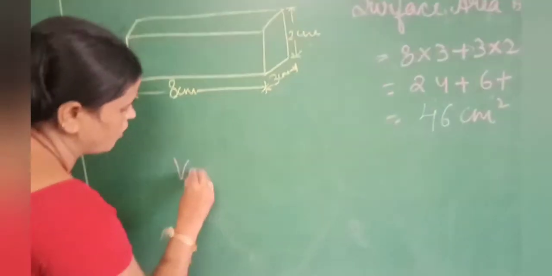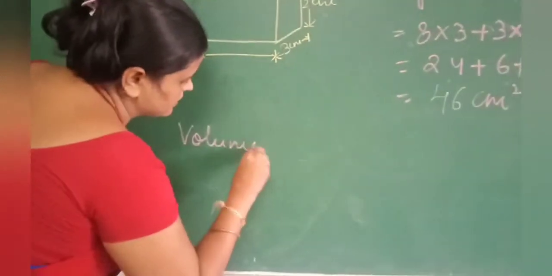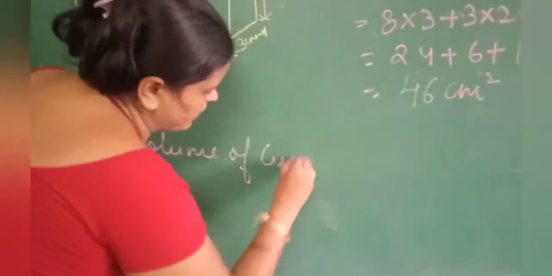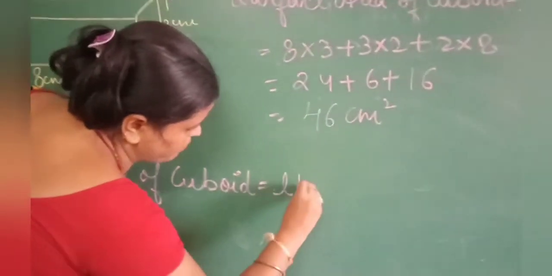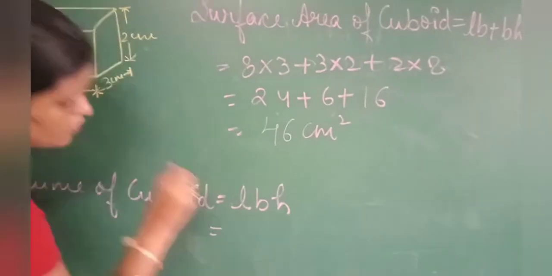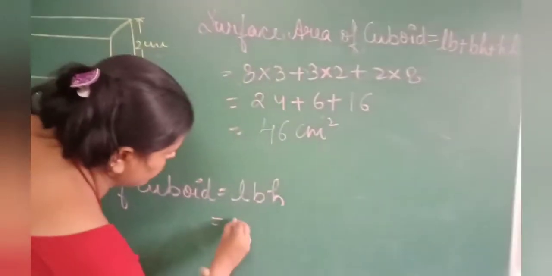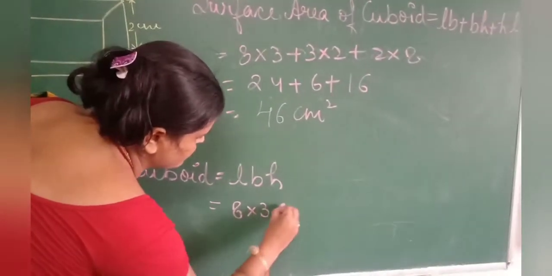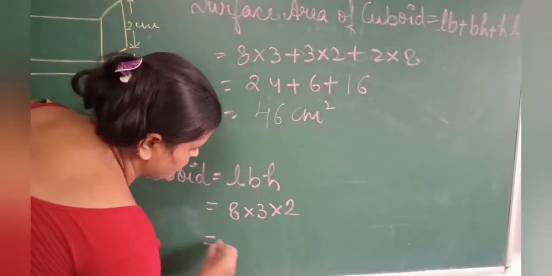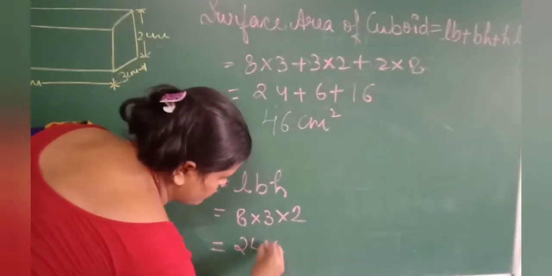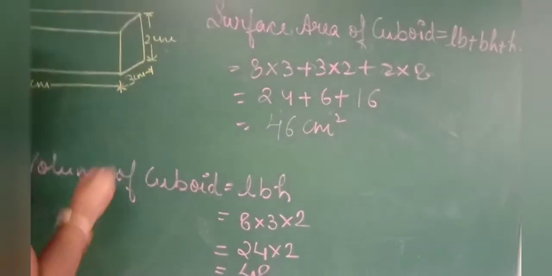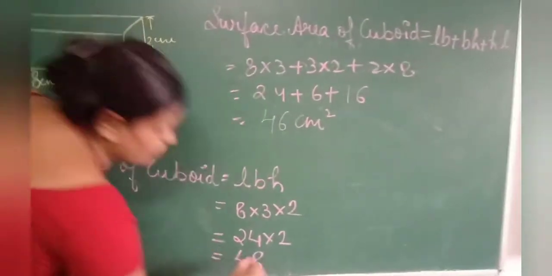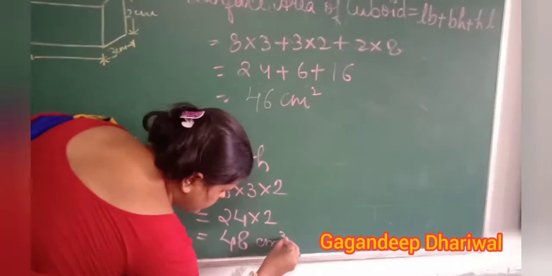Now we move to the volume part. Volume of a cuboid equals length into breadth into height. So we have 8 into 3 into 2. 8 threes are 24, into 2, this is 48. This is volume, so the unit is centimeter cube.